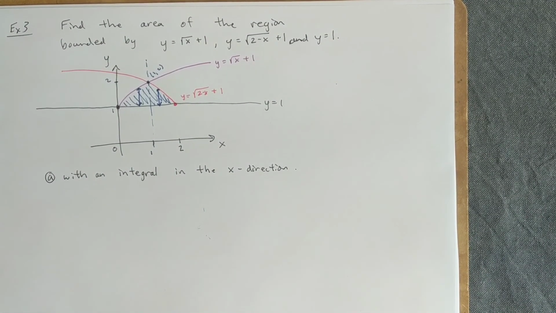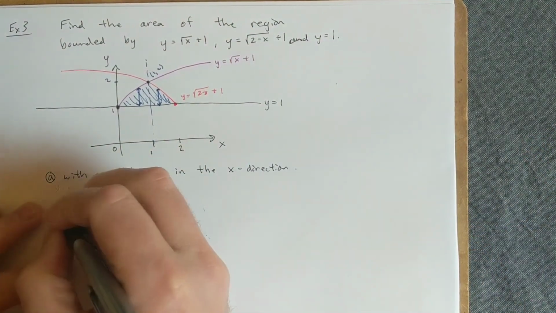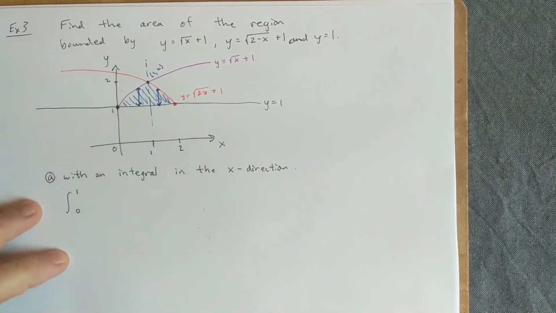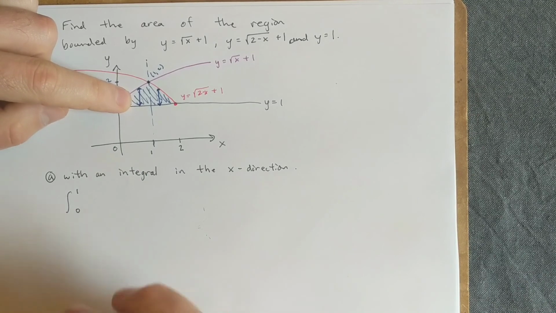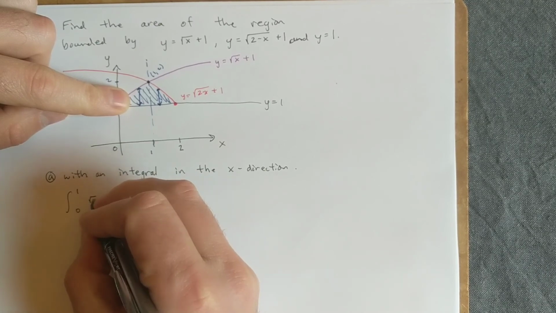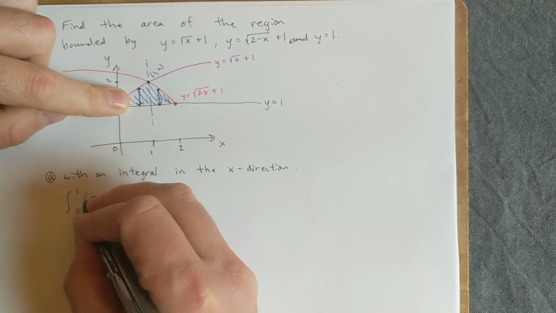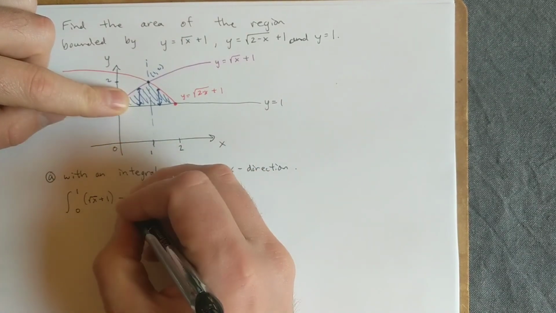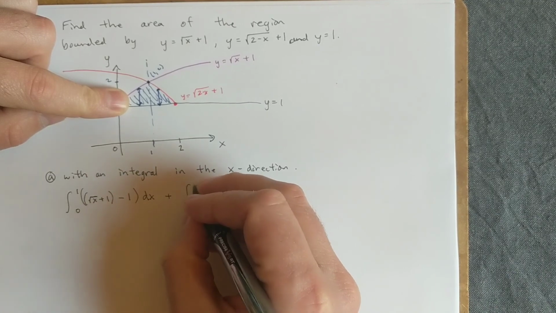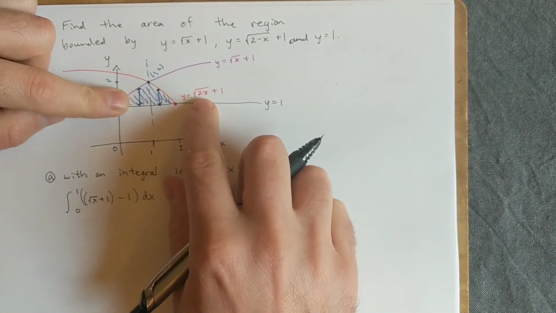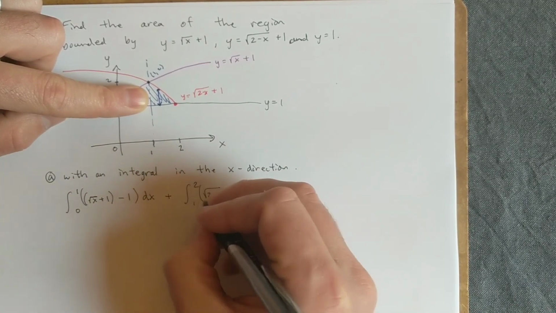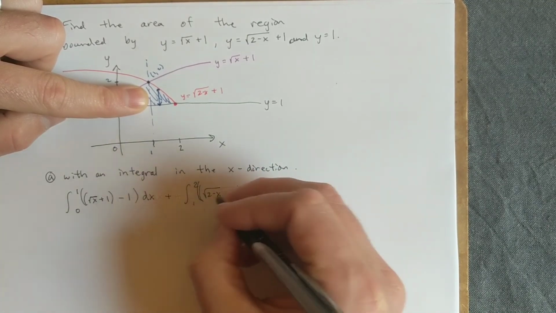Okay, so let's compute this. We're going to have to compute actually two integrals. In the first integral, we're going to go from 0 to 1 on the x-axis. And then, for this integral, our floor is y equals 1, and our ceiling is the square root of x plus 1. So here's our first function, square root of x plus 1. And then our second function is constant, so it's just 1, dx, and that's the first part. And then we're going to go from 1 to 2. And then our ceiling in this case is the square root of 2 minus x, plus 1. And then we're subtracting off the floor, which is still 1.